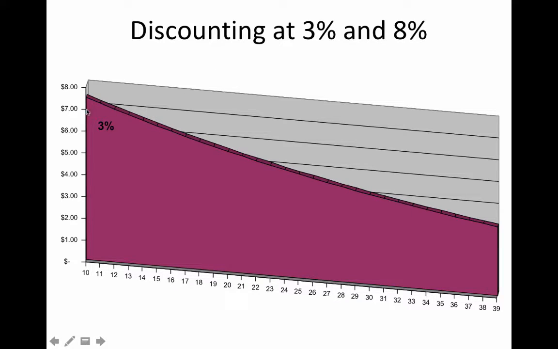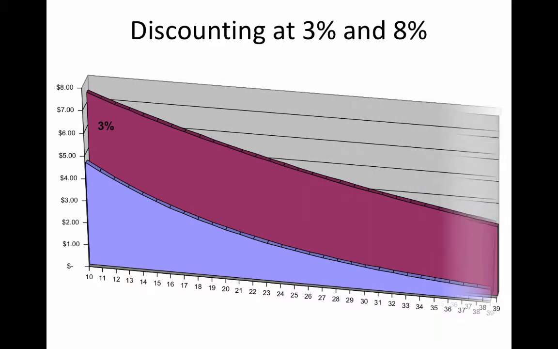So in year 10, it's about 7.5. This is all in millions, so about 7.5 million. Going all the way down to approximately 3 million is the present value of the benefit payments in year 39. Now look at what the benefit payments would look like if discounted at 8%. You can see, obviously, they're a lot less than when discounted at 3%.